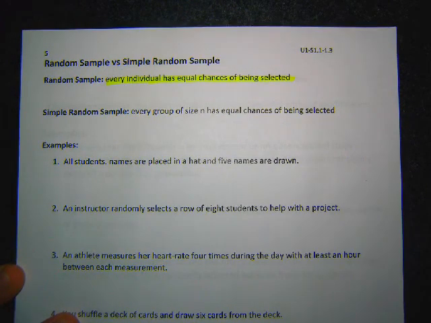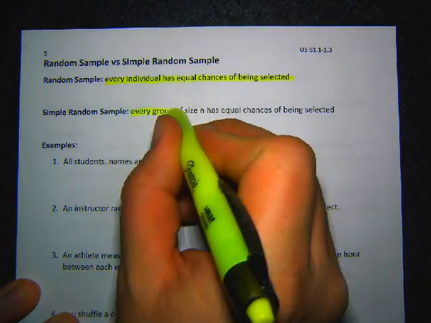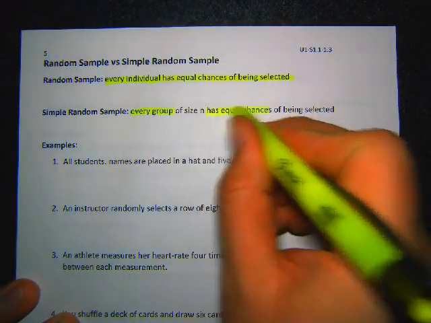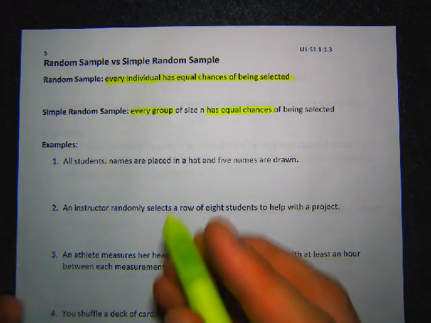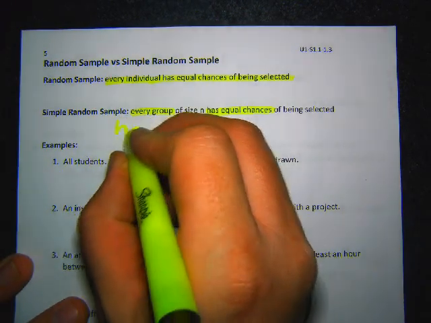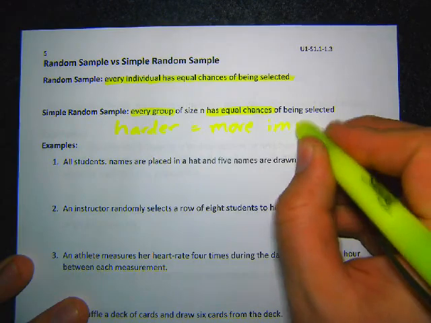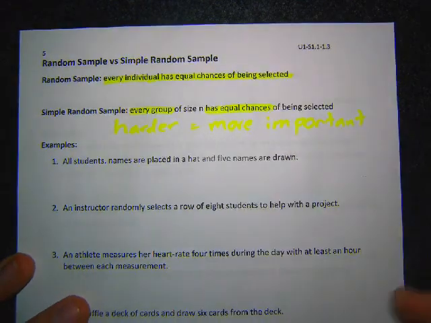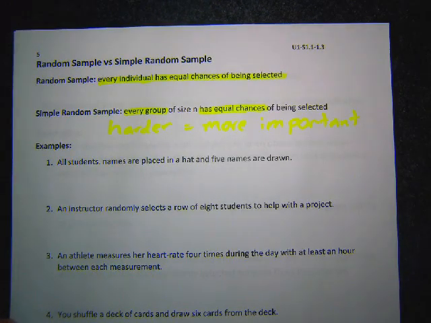But a simple random sample doesn't just have that for individuals, it also has it for groups. So every group has equal chances of being picked. So a simple random sample is actually more important because every group has equal chances, not just every individual. Groups of size 1, that's also a group, would also have equal chances. So it's still random, but it's more than random. So this is actually harder and more important. So that's something we look for. Does it have that simple randomness? And that's something we'll see throughout the rest of the semester.